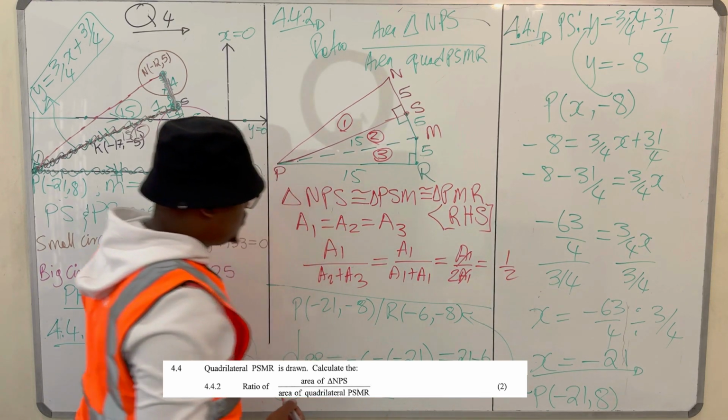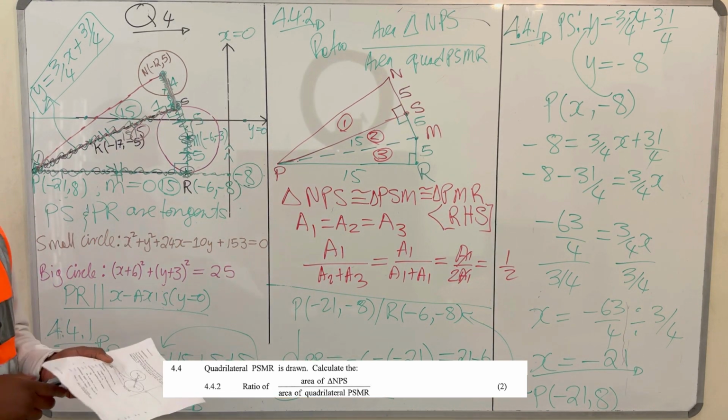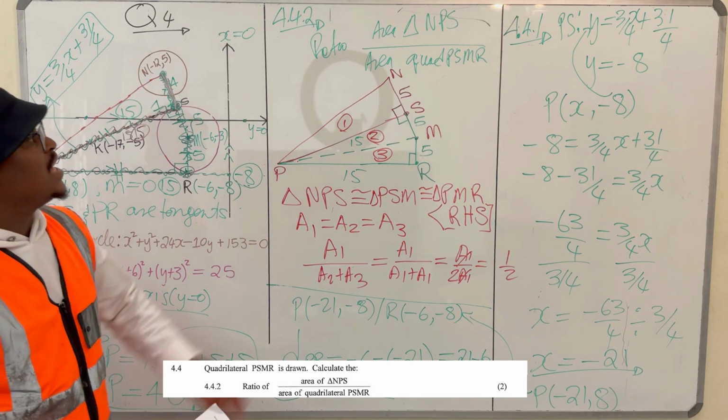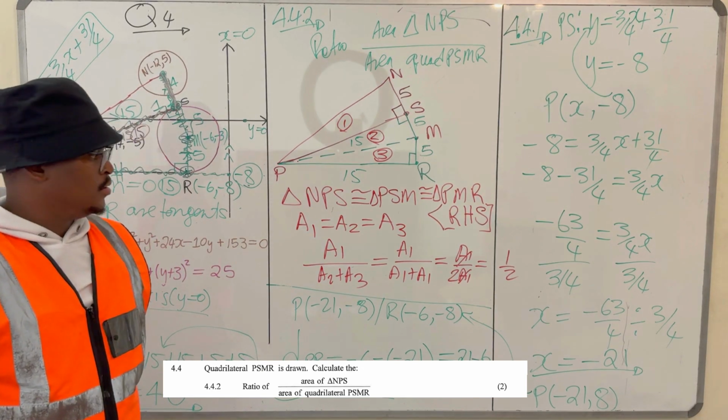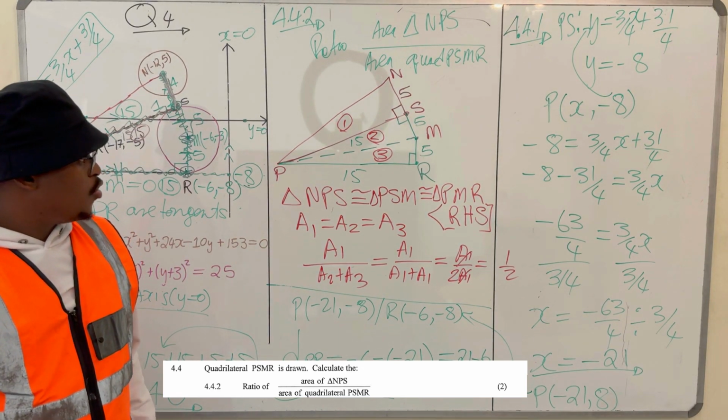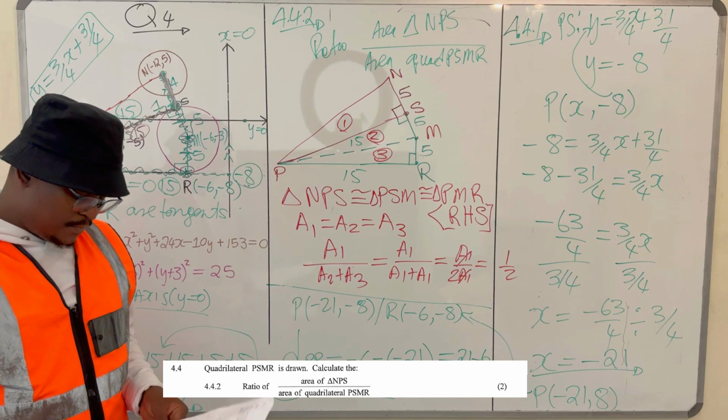That's what you have. So the ratio of the area of the triangle NPS to that of the quadrilateral should be 1/2. And I hope it does make sense to you, as it does to me.